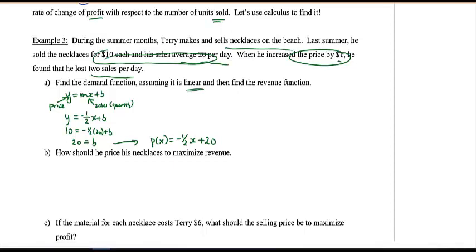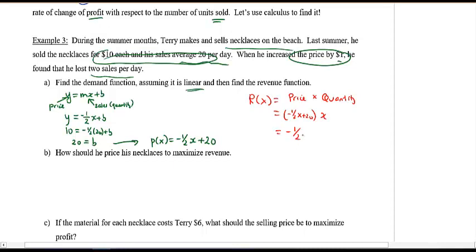Well, what's my revenue function then? Revenue, of course, equals price times quantity. And so the price here is negative 1/2 x plus 20, and my quantity is x. If I were to multiply this out, you'll get a quadratic. I don't know if you remember doing these questions from Pre-Calc 11, but we did stuff like that there too. How should you price it so that you maximize revenue? If you want to maximize revenue, you find the derivative of revenue, set it equal to 0 and solve.